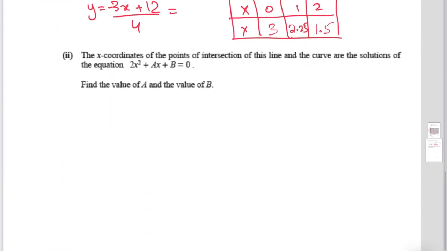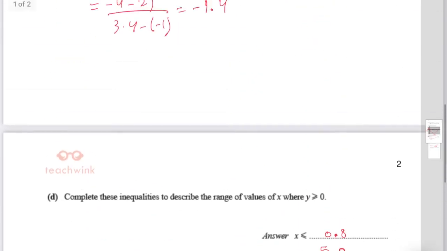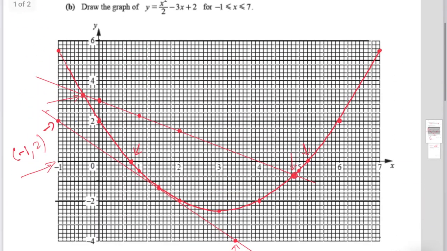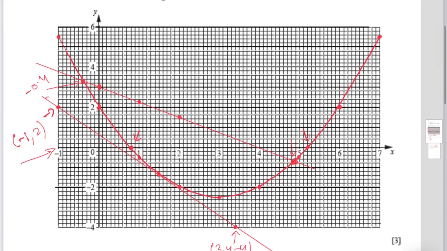The x coordinates of the points of intersection of this line and the curve are the solutions of the equation 2x squared plus ax plus b equal to 0. Find the value of a and the value of b. Okay, so the value of a and b can be found. Let's look at the x values of this. So the first x value is negative 0.4. The next x value is 4.9. Yeah, this is 4.9 over here.